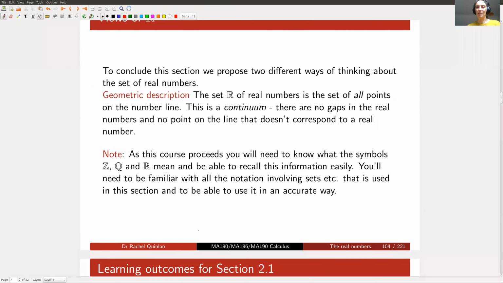The last note is to recall that the thing we really need from this section, apart from all these concepts, is to be able to recognize the symbols Z, Q, and R quickly without having to look them up each time. Z for integers, Q for rational numbers, and R for real numbers. We need to incorporate those into our working and written vocabulary.